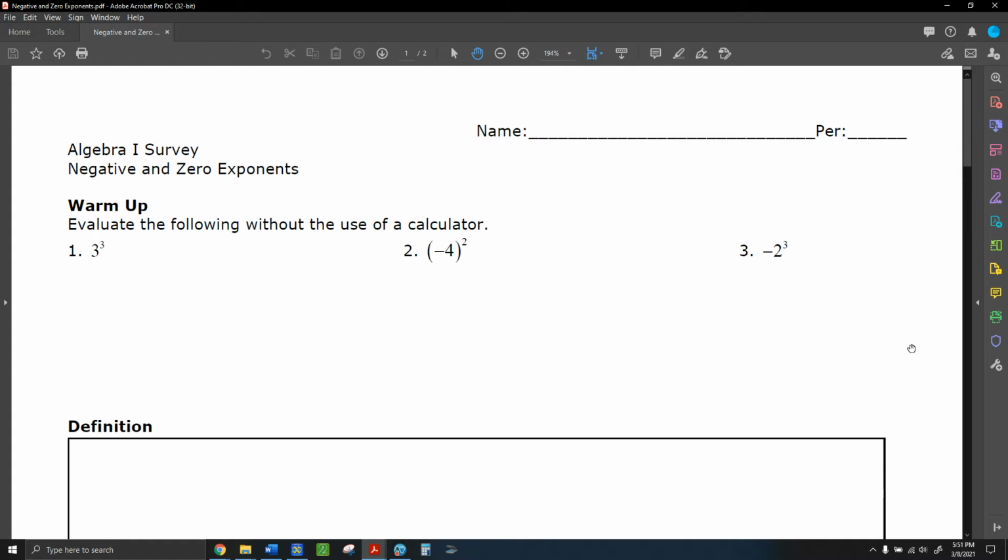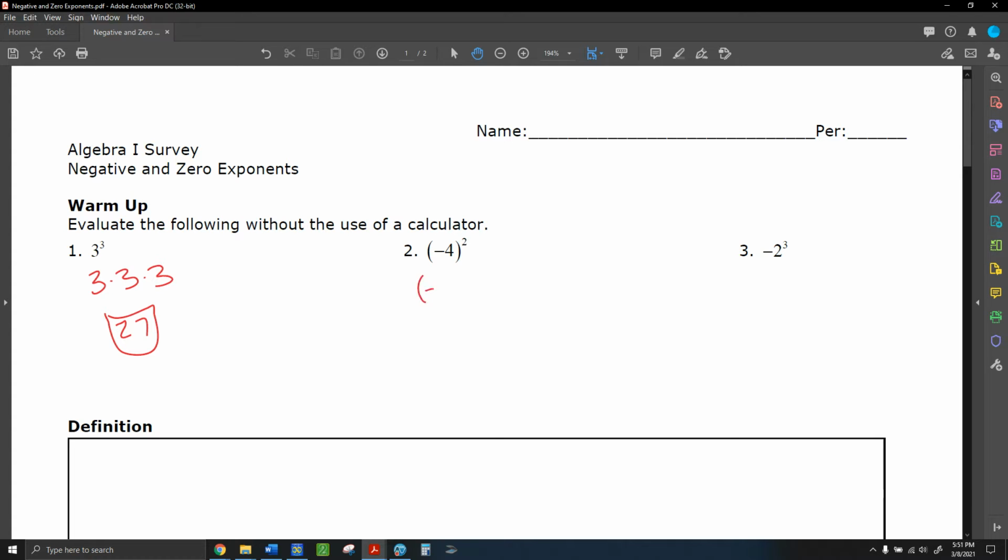All right, so for number one, we have 3 cubed. You might remember that 3 cubed means 3 times itself 3 times, or we have 3 times 3 times 3, which is 27. Next up, we have negative 4 squared, and notice that the negative 4 is in parentheses.